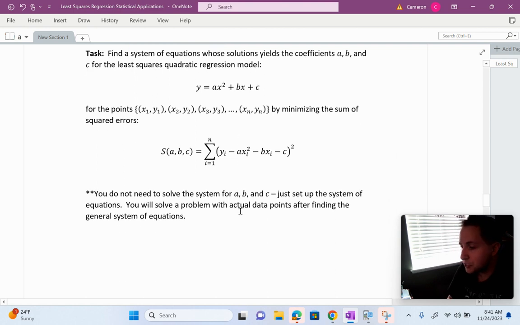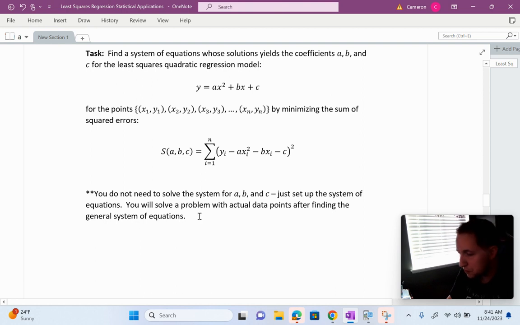You're not going to solve the system for A, B, and C. It's going to be too messy to do that in terms of all of the summations. I'm not going to make you go super in depth with the algebra there, but I do need you to set up a system of equations that you could use to solve for A, B, and C. And for that reason, I did the residual here, y sub i minus the prediction, squared, instead of how I did it the first way around. That's just because I'm not making you solve for A, B, and C here. So setting up the system won't be too bad.